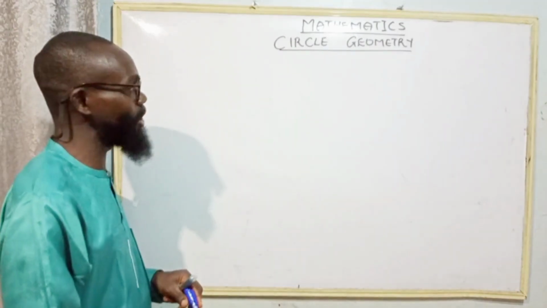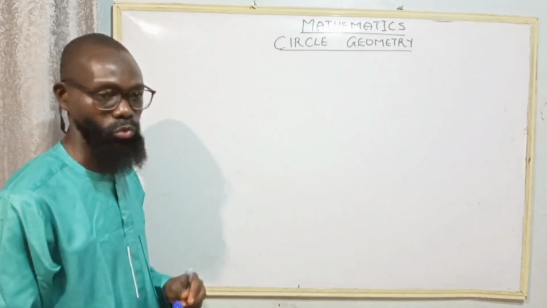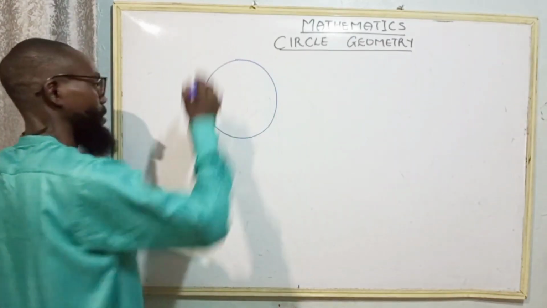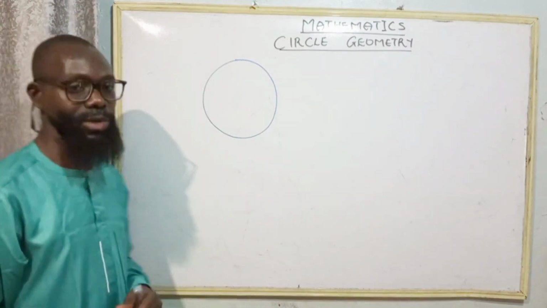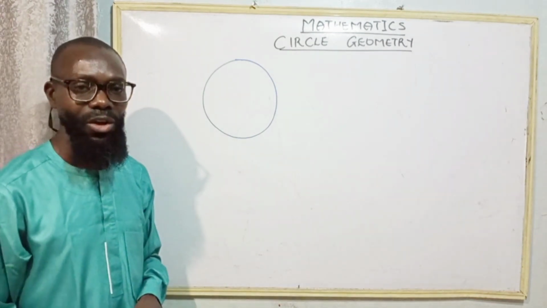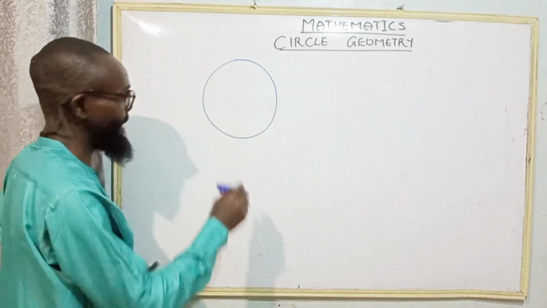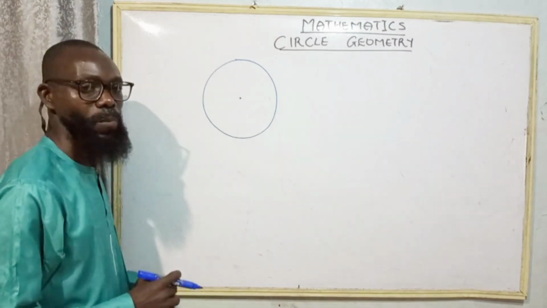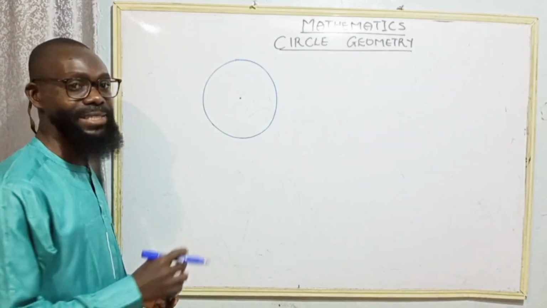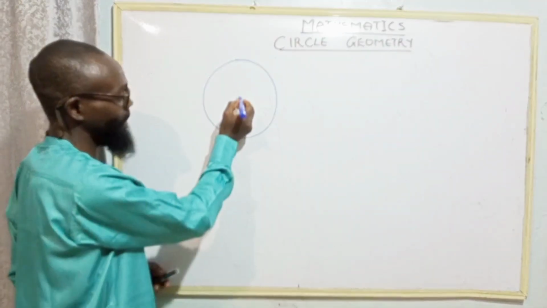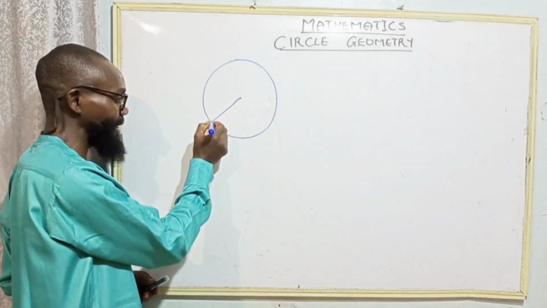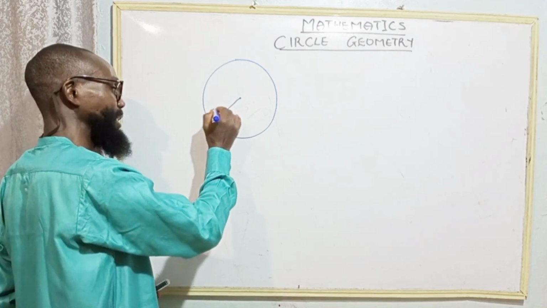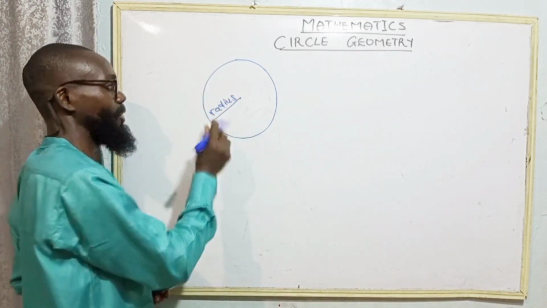Now, this topic is talking about circle theory. When we have a circle this way, this circle has some characteristics. One of the characteristics is it has a center. Since it has a center, the distance from this center to any part on this line is referred to as the radius. Why this line?